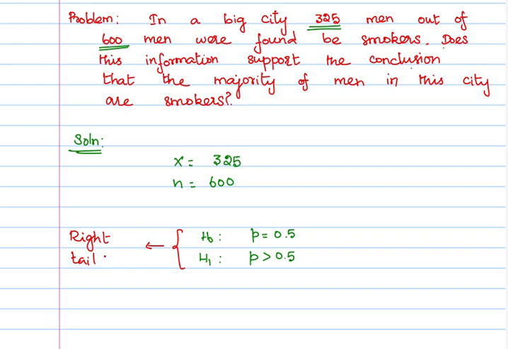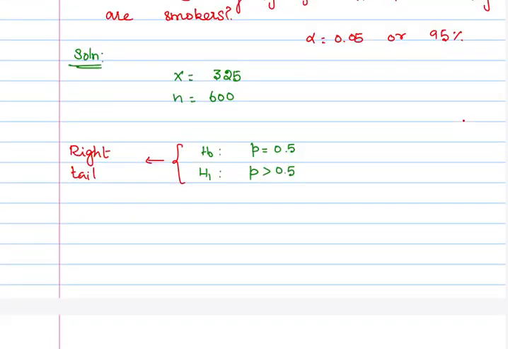They didn't give any significance level, so I can assume that alpha equals 0.05, or 95%. Either one you can assume. Both are the same. So it is a right tail test only. H0 is p equals 0.5. H1 is p is greater than 0.5.